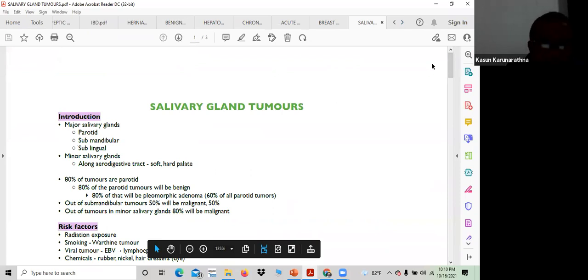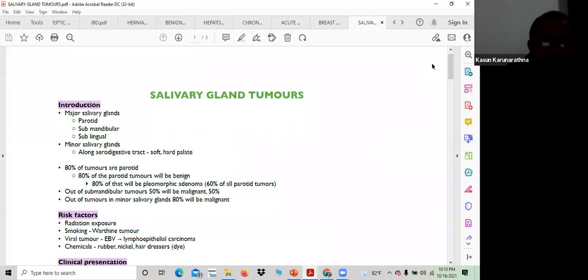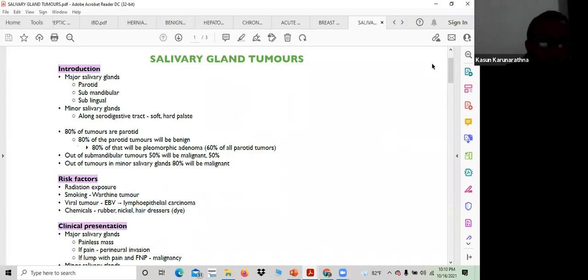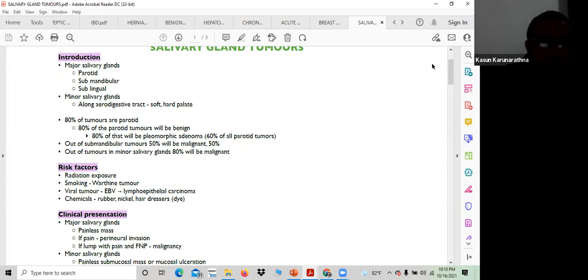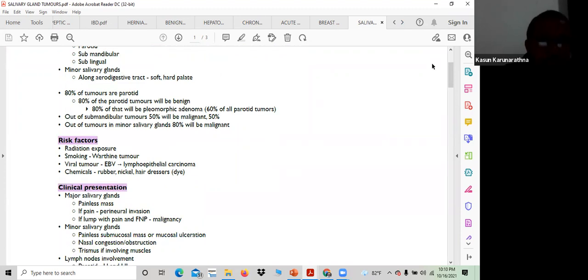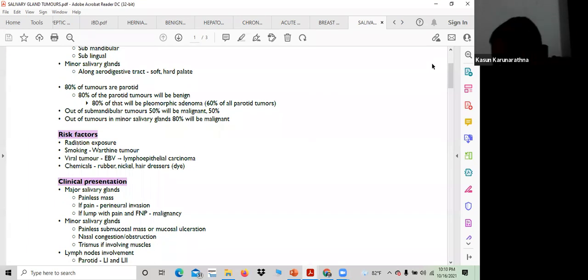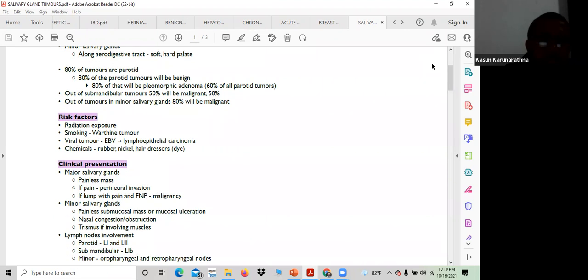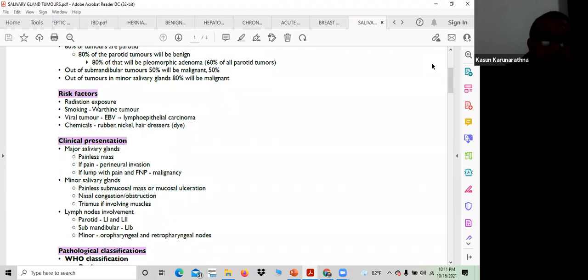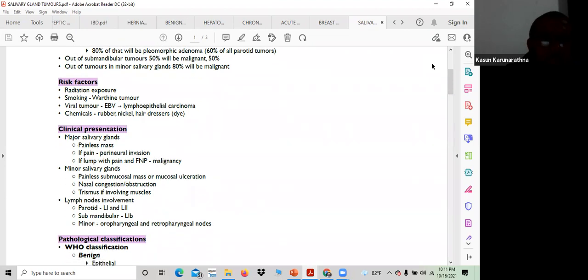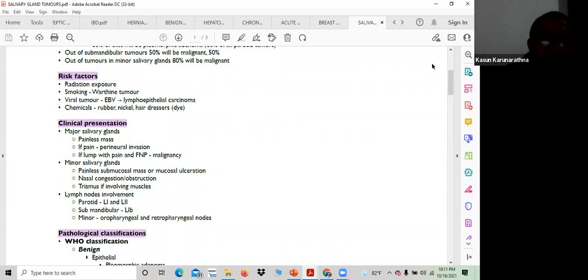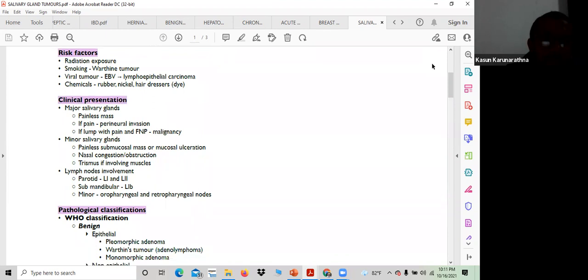Salivary glands, mainly parotid, submandibular, sublingual. 80% of tumors are parotid. 80% of parotid, 80% of that will be pleomorphic adenomas, right? In submandibular tumors, 50% will be malignant. Okay. Out of tumors in minor salivary glands, 80% will be malignant, right? Risk factors are radiation, smoking, Warthin's tumor of the parotid, usually it is smoking, viral, chemicals. Right?